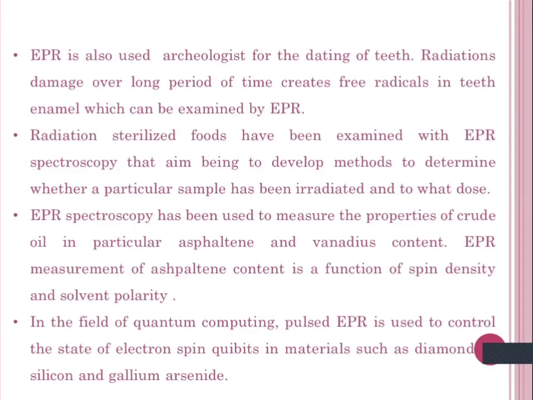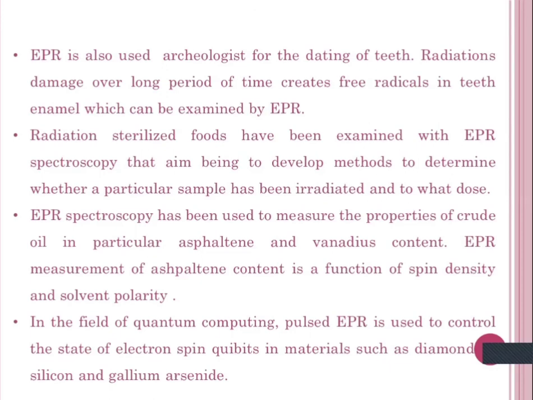Next, radiation sterilized foods have been examined with EPR spectroscopy, the aim being to develop methods to determine whether a particular food sample has been irradiated and to what dose. Electron paramagnetic resonance or electron spin resonance spectroscopy has been used to measure properties of crude oil, in particular asphaltene and vanadium content. Electron paramagnetic resonance measurement of asphaltene content is a function of spin density and solvent property polarity.